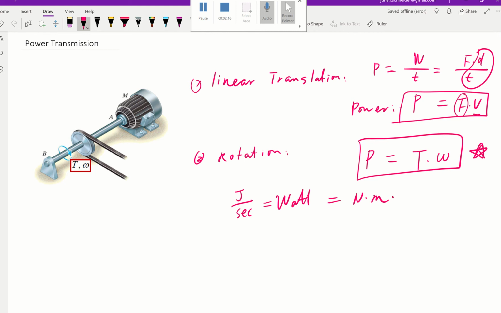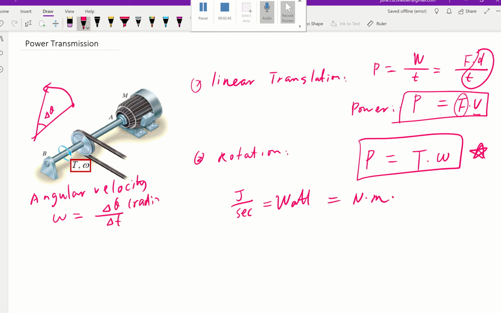What's omega? Let's do a quick review of omega. Omega is angular velocity. That tells us how much, for example, I'm going from this position over the arc to this position, and that travels angle delta theta. So omega is how much angle it traveled per time. However, this angle uses radians. So in other words, omega is going to have a unit of radians per second.